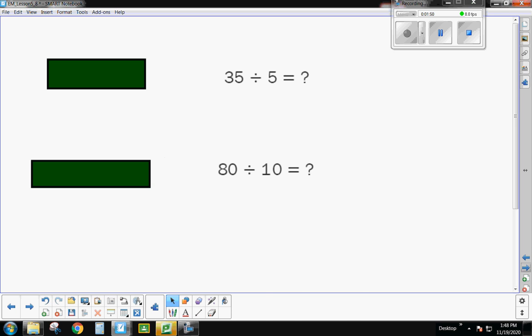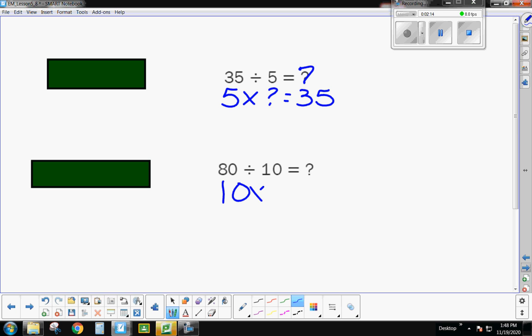All right, so now looking at 35 divided by 5. What could I think of in terms of multiplication to help me solve this division problem? 5 times what equals 35? If I count by fives, I know that 5 times 7 equals 35. And this one should be really easy. 80 divided by 10, well, 10 times what equals 80? And I know that 10 times 8 equals 80.